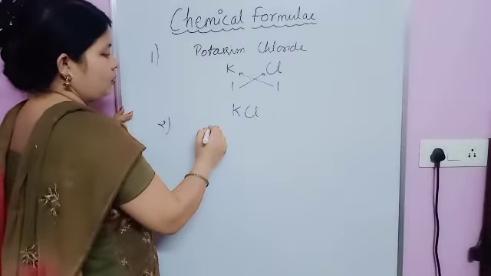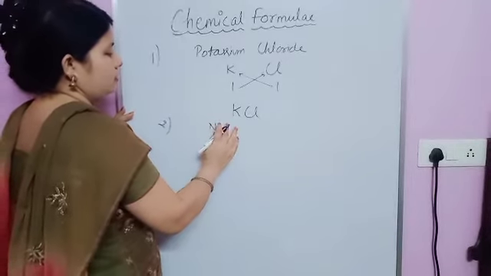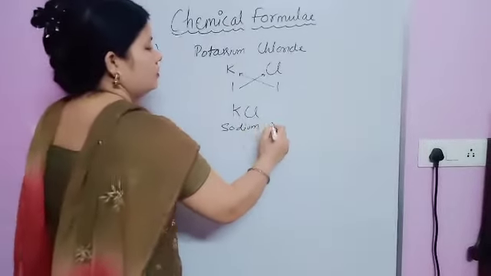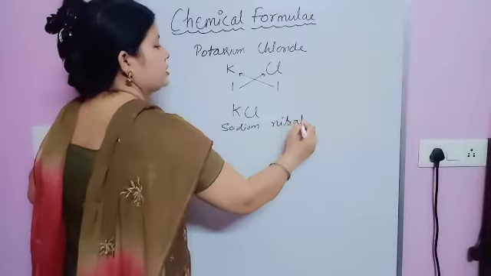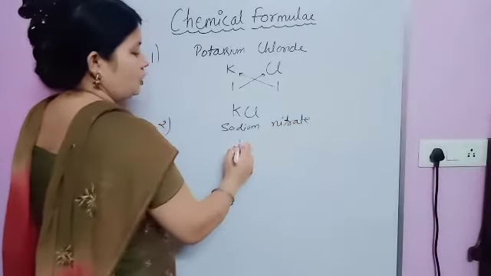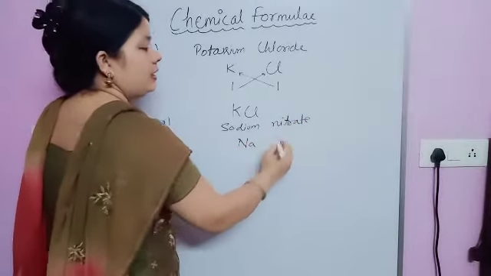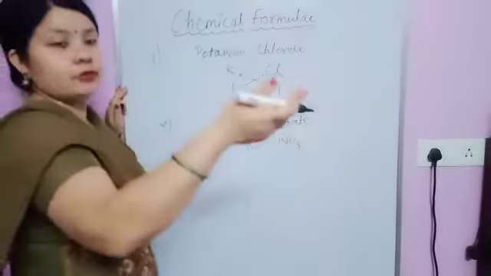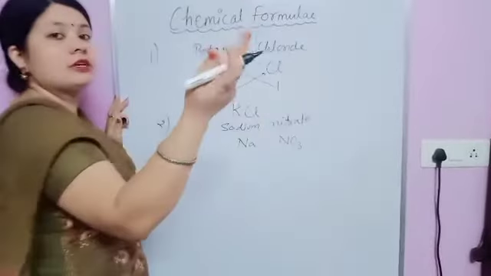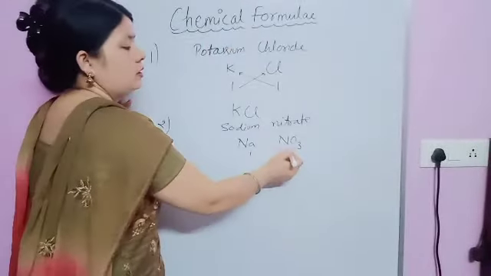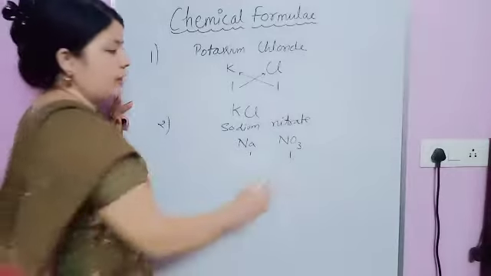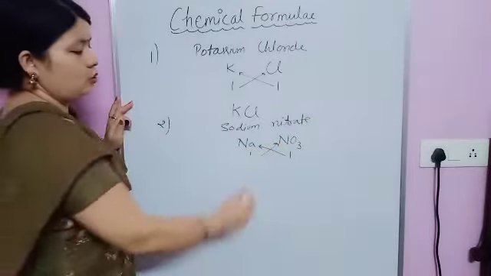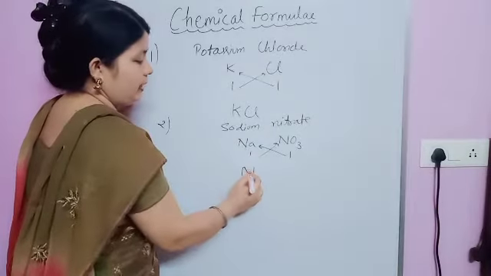Now the second one, you can take another example, suppose sodium nitrate. In case of sodium, that is Na, and nitrate is NO3 negative. This is the formula, and the negative one is the charge. Sodium is 1, NO3 is also 1, so this one goes along with Na and this one goes along with NO3. The formula of sodium nitrate becomes NaNO3.